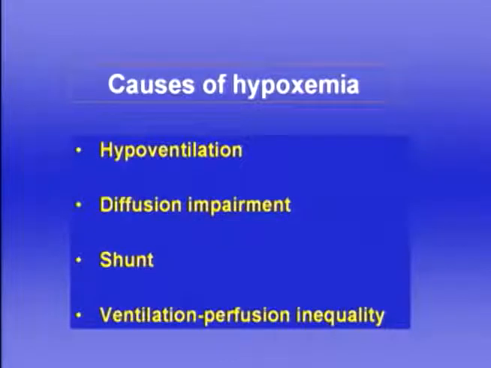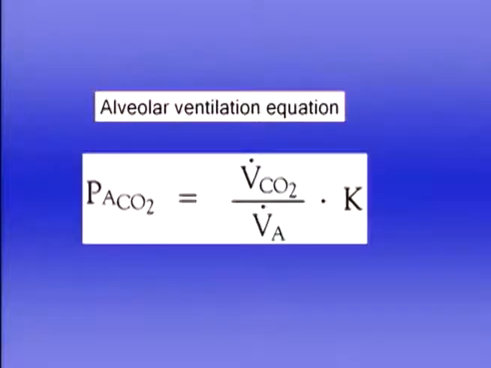Now let's look at abnormal PO2 values, and let's look at the 4 causes of hypoxemia. And those are hypoventilation, diffusion impairment, shunt, and ventilation perfusion inequality. And let's first look at hypoventilation briefly. Now, as I'm sure you remember, there is an important equation that tells us about the PCO2 in hypoventilation. And we can use that and another equation to calculate what happens to the alveolar PO2. And the equation is shown here.